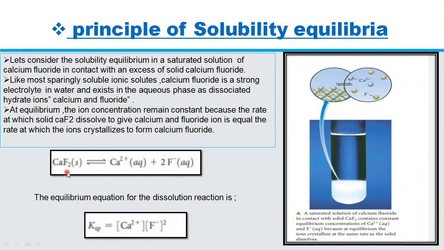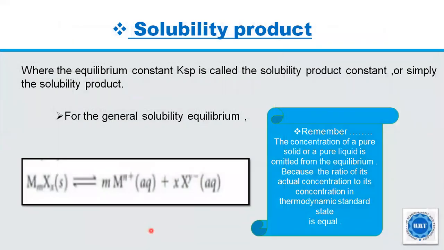form calcium fluoride. The equilibrium equation for the dissolution reaction will be Ksp equal to the concentration of the calcium and fluoride ions, where the equilibrium constant is called the solubility product. I would simply say the solubility product. For the general solubility equilibrium, the equation is this.